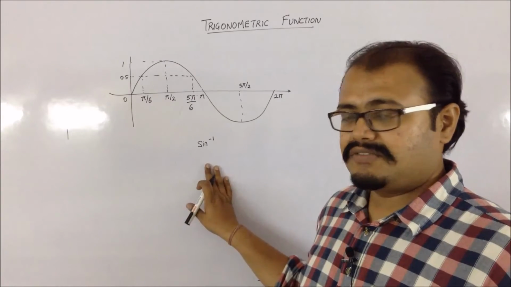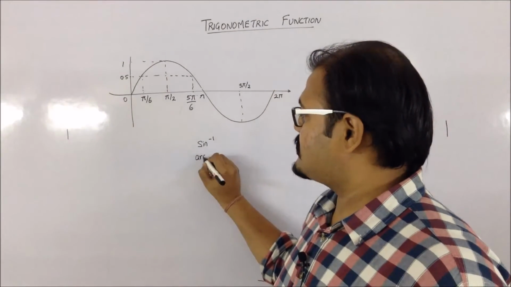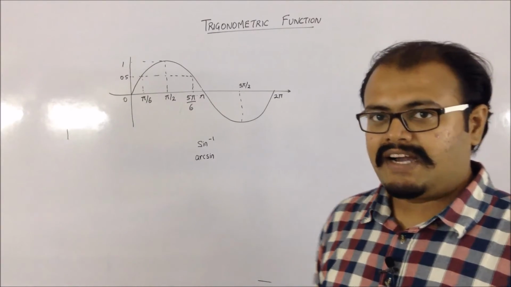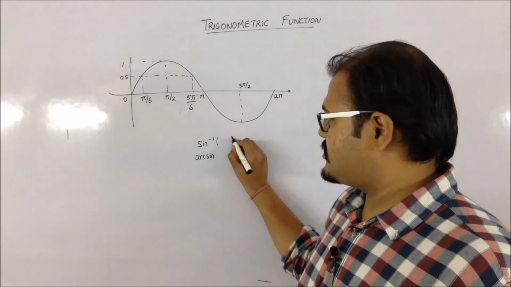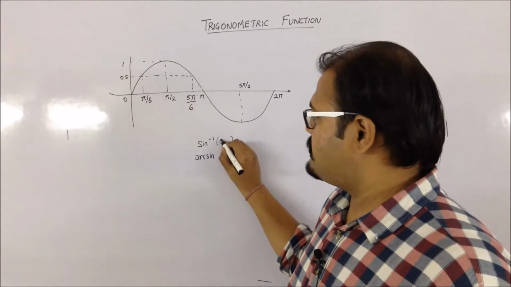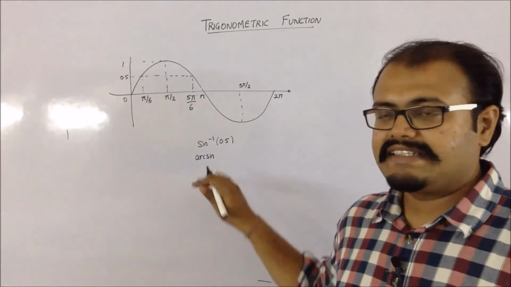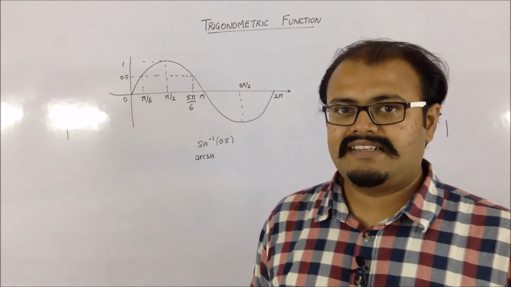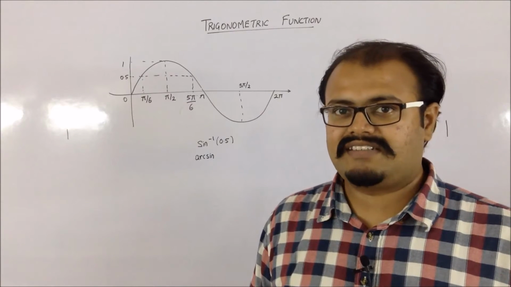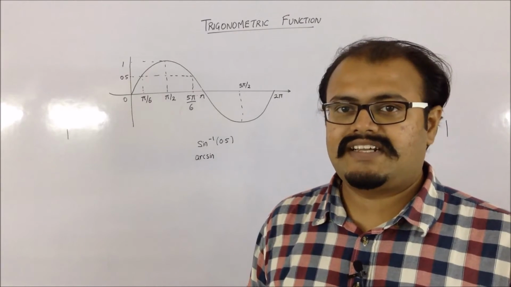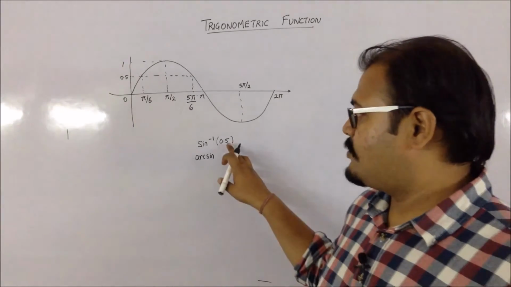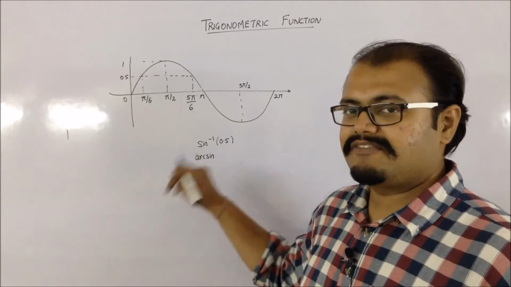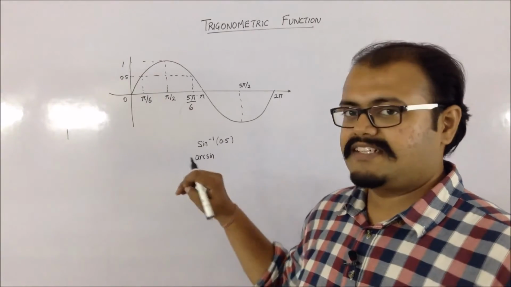This is one of the symbols used, or the other symbol used is arc sine, which means the same thing, that is the inverse of the sine function. Now if in this particular function I am substituting any value, let us say 0.5. The sine inverse of 0.5 means that I am finding those angles which will give me 0.5 as the answer when I take the sine of that angle.